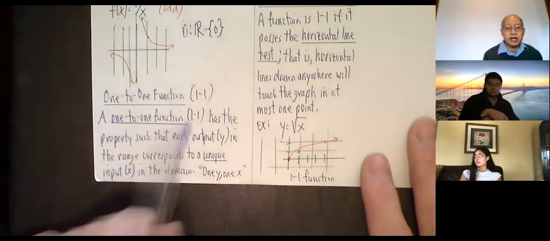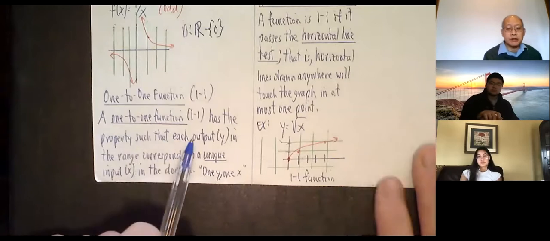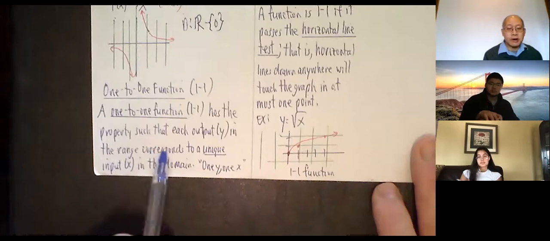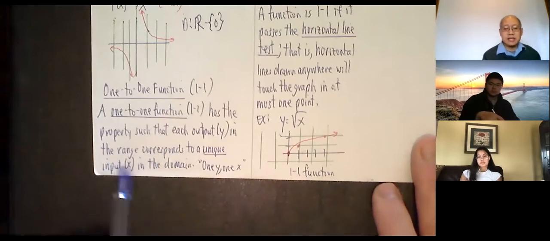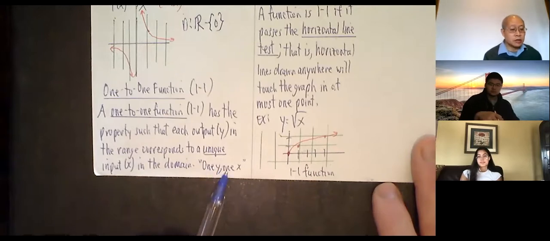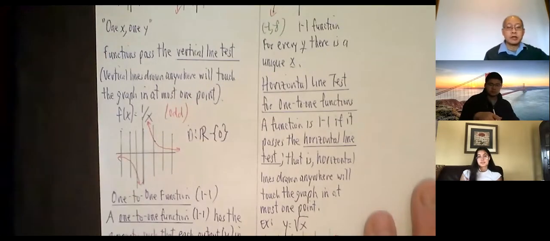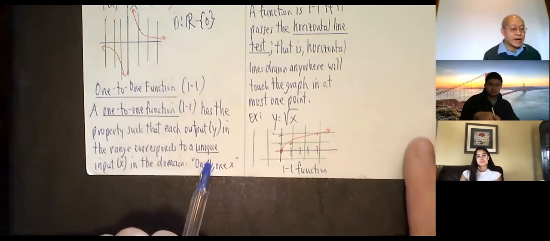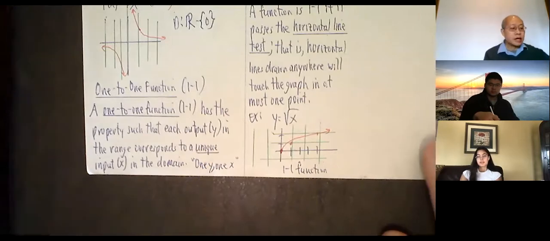A one-to-one function has a property such that each output y in the range, the set of y values, corresponds to a unique input x in the domain. So one y has only one x also. Not only does one x give you one y, a property of functions in general, but you also have one y giving you only one x. And I'll give you an example of a function which is one-to-one and a function that's not one-to-one.